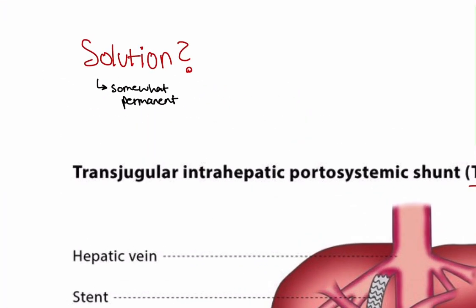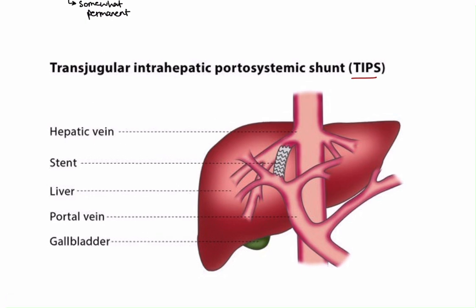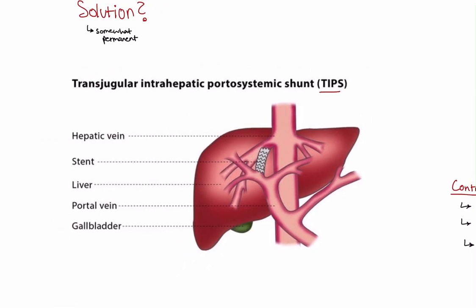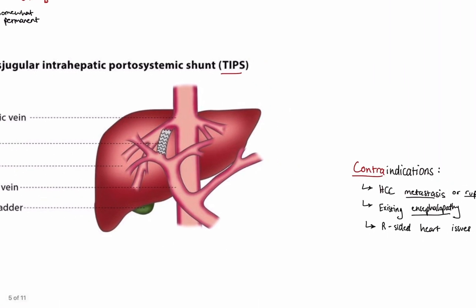Now here I wrote that it's somewhat permanent because for the most part, TIPS is still a transient procedure in place of a patient waiting for a liver transplant. As they're on the wait list, as they have a very late stage cirrhotic liver, they need a transplant. But this helps alleviate some of those conditions which we see as a result of portal hypertension.